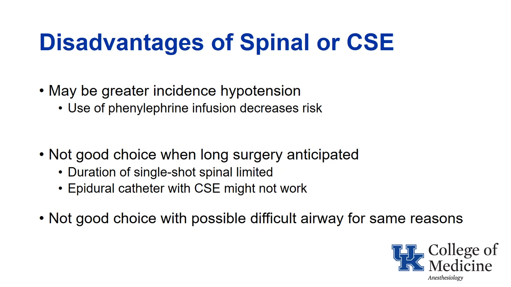A combined spinal epidural is a better choice than a spinal in a situation where you anticipate a long surgery because you do have that epidural catheter in place. And in the vast majority of cases, as the spinal starts to wear off, you can dose the epidural and you'll continue to have adequate anesthesia. However, occasionally something goes awry with the threading of that epidural catheter, and you may find out as your spinal is wearing off and you dose the epidural that it's not functioning appropriately. And then again, you might be forced to convert to general anesthesia.